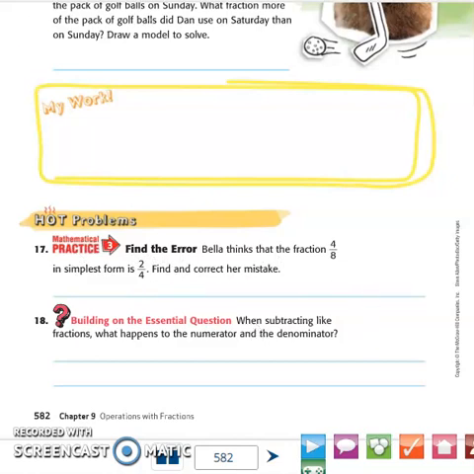Okay. Now please try and do the essential question. When subtracting like fractions, what happens to the numerator and the denominator? So you're going to think back to what the directions were in the beginning. You can go back to the beginning of the lesson, and it tells you in the book exactly what happens to the numerator and what happens to the denominator, and they want you to write that here in your own words. So you can do all of this.